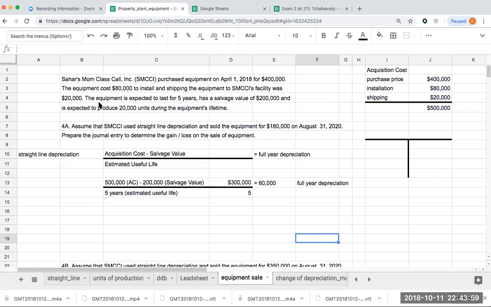So Sahar's mom class call is still ringing, and purchased equipment on April 1st, 2018. This is the same scenario we were dealing with earlier, except that now we're going to actually sell the equipment. So let's take a look at this.